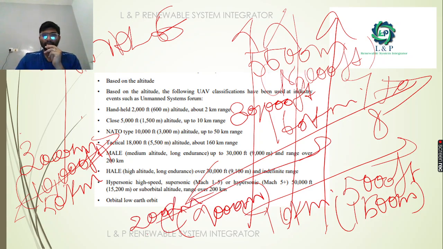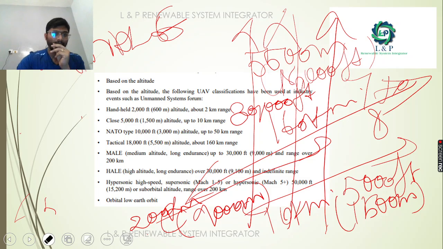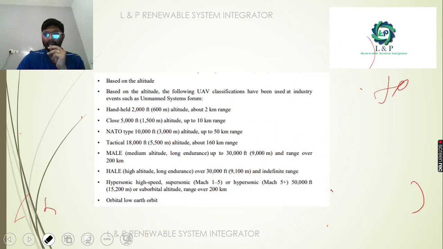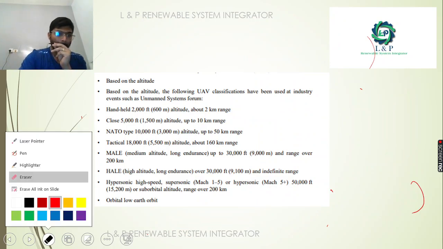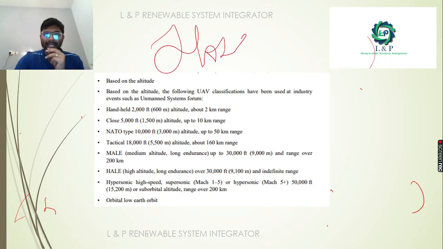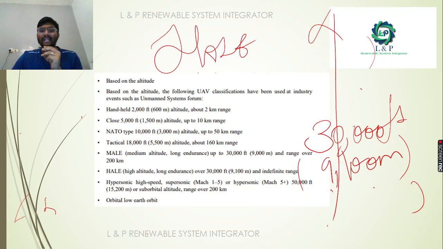Next type of category is the HALE category. What is this HALE category? HALE refers to high altitude, long endurance. It can fly at a height of 30,000 feet, that is 9,100 meters. The range is indefinite.